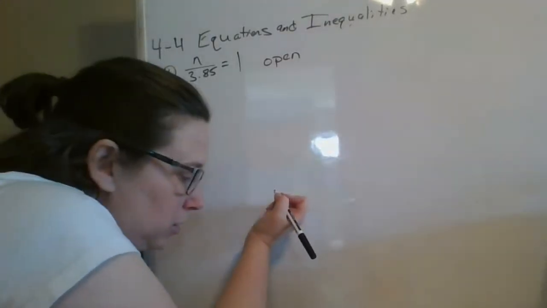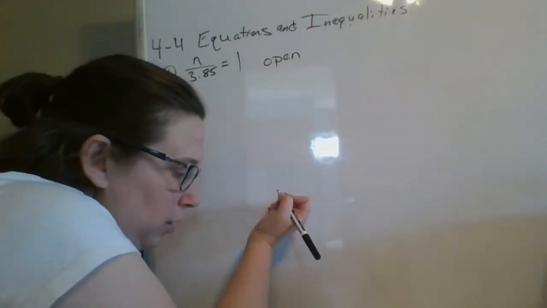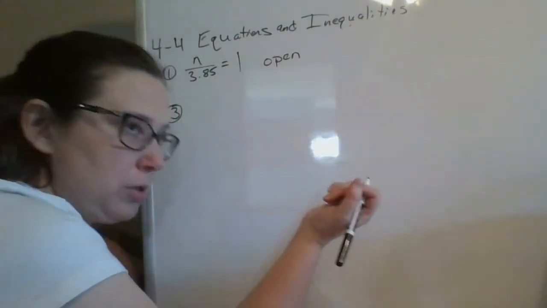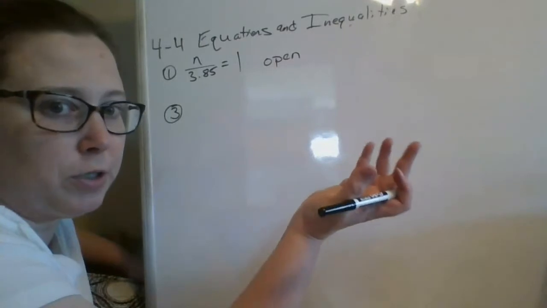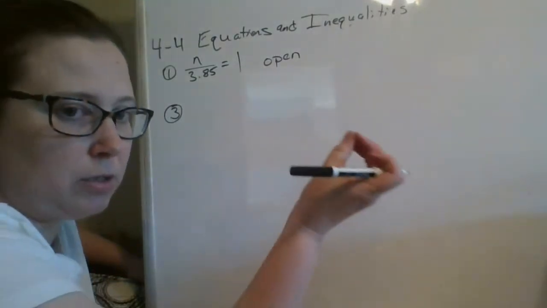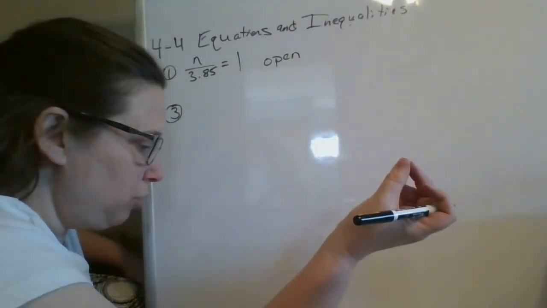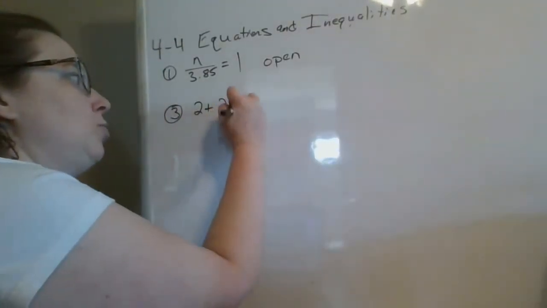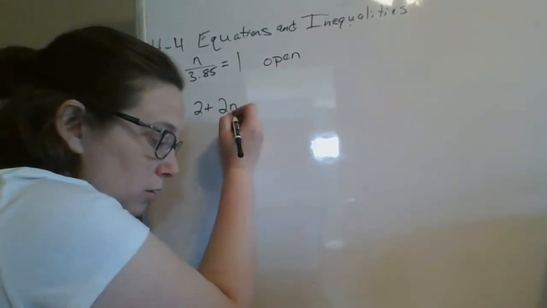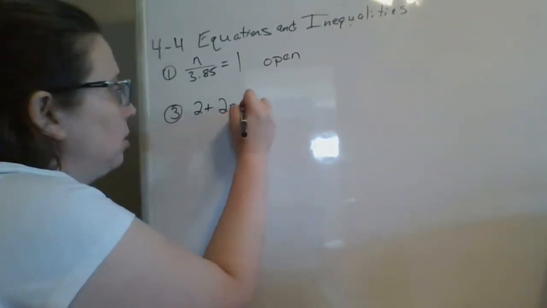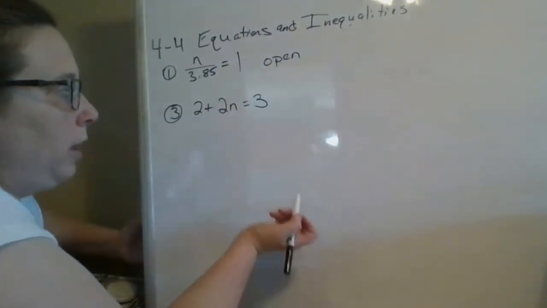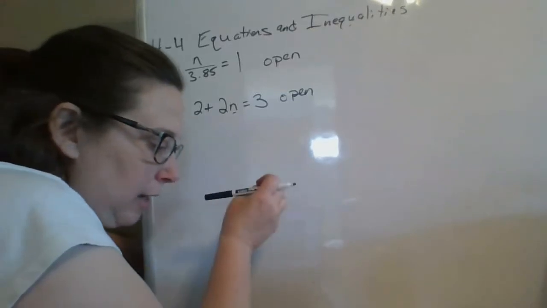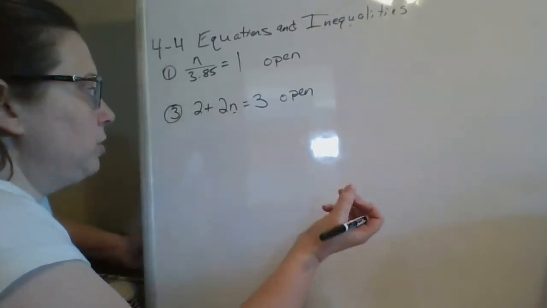Number 3 says 2 more than twice a number is 3. So "is" is where we're putting that equal sign, just like you would say 2 plus 3 is 5. So here we have 2 more than, so 2 plus, twice a number would be 2n, is 3. So again, this is open because we do have a variable here. We can't say if it's true or false here.